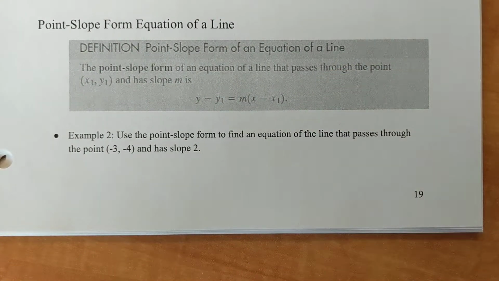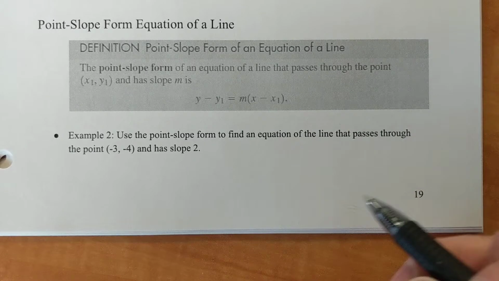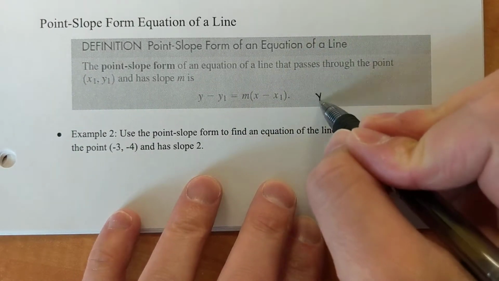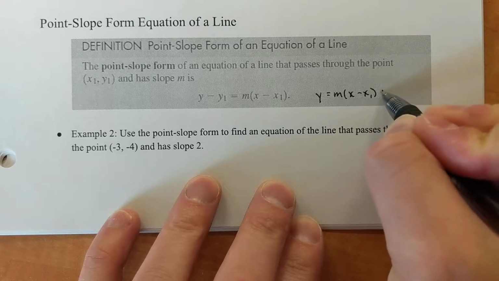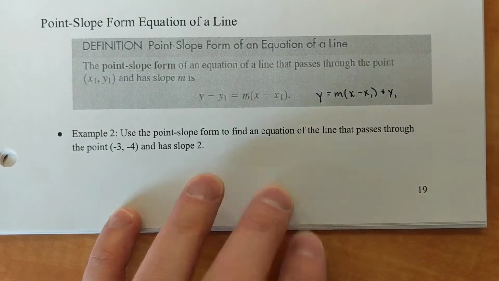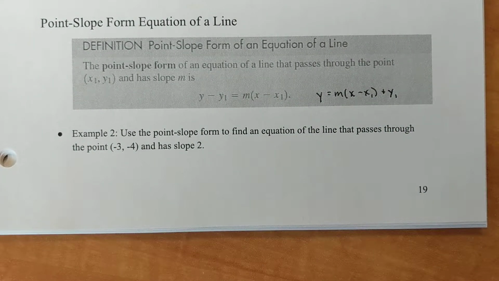Okay, so here we have the point slope form equation. So it looks like this. Sometimes you'll see it also written like this, which is the one that I tend to use more often, because if you rearrange it before you start, it's already one step closer to going into slope-intercept form.